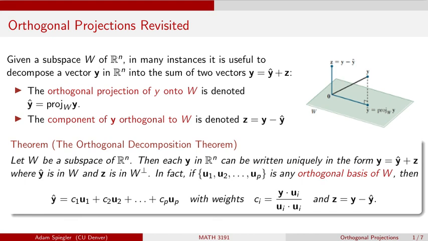So let's take a look at an example on the next slide to show how we can find a formula for an orthogonal projection and the component which is orthogonal to that subspace W.